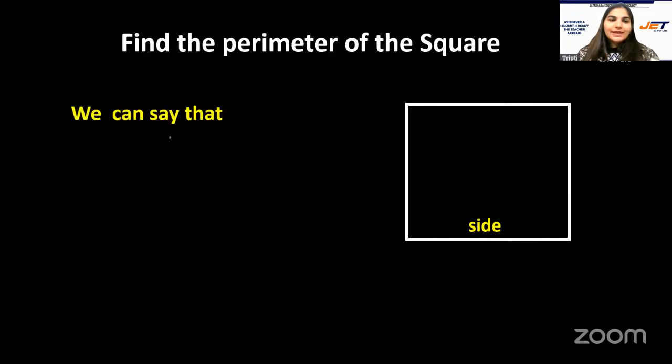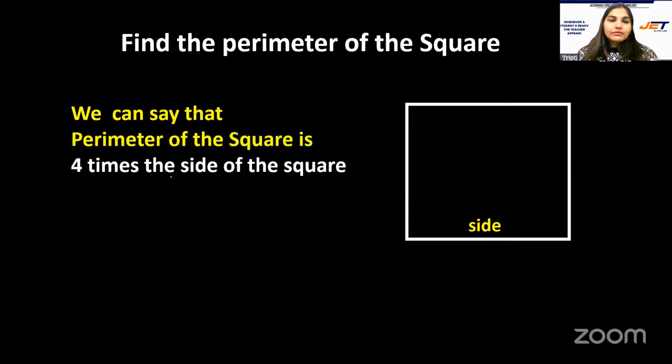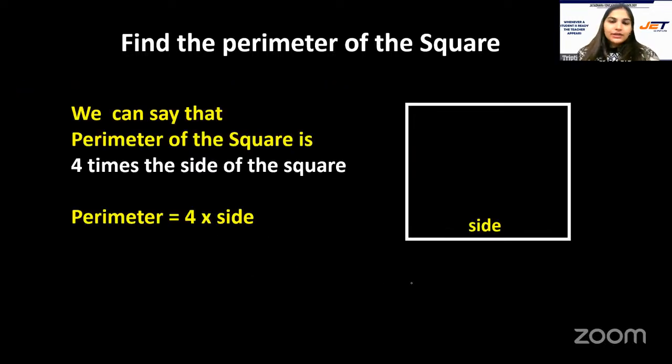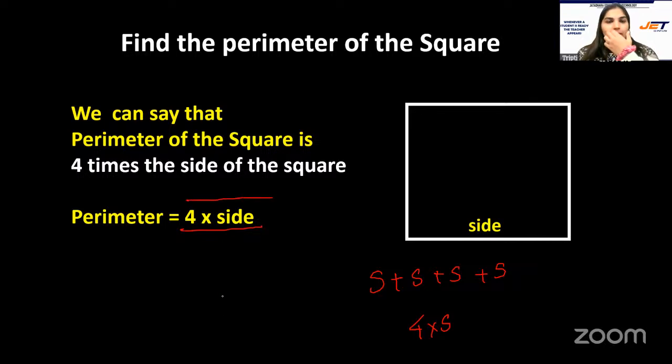Next one, we can see we found the perimeter of some square. Now here we can say that the perimeter of the square is 4 times the side of the square. Either you are doing side plus side plus side plus side, or you can also do it like 4 times the side. So this is the formula to find the perimeter of the square, because all the sides of the square are equal.